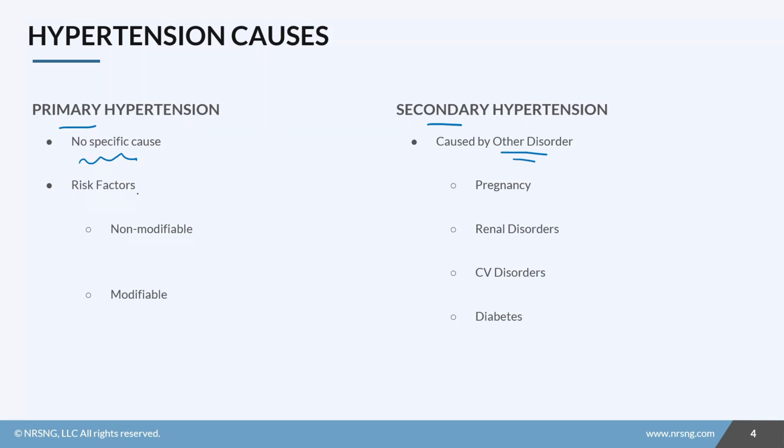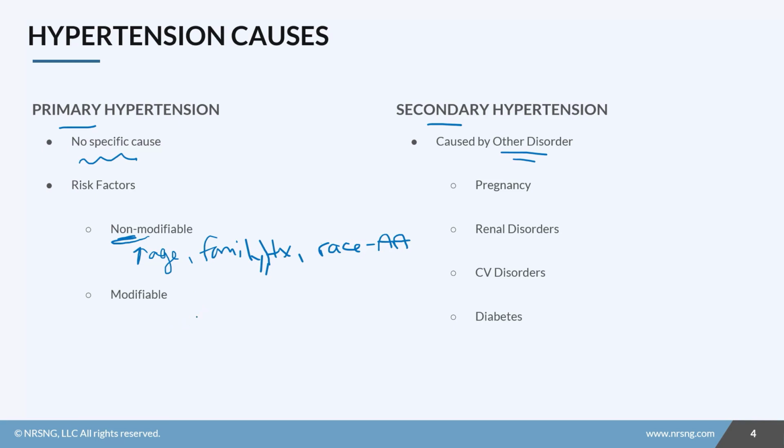So what does cause primary hypertension? Well, there's quite a few risk factors, but what we want you to see here is that some are non-modifiable and some are modifiable. So non-modifiable means there's nothing the patient can do about it. So this is things like increasing age, family history, or race. In fact, African Americans tend to have higher risk of hypertension than other races.